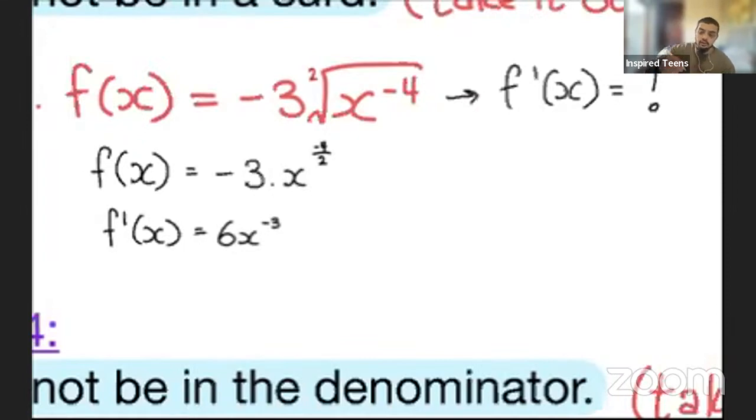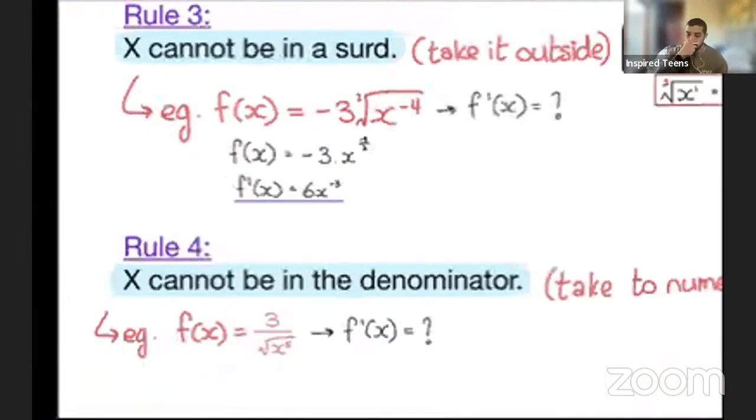Okay, I hope you guys are following along and this makes sense. So the first derivative of -3 square root of x to the -4, let me check my answers as we go along. Yes, it is 6x to the -3. So we have to differentiate. Why? Because x cannot be in a surd. So we take it out and we write it as a fractional exponent, and then we derive: exponent times coefficient, and you subtract 1 from the exponent.